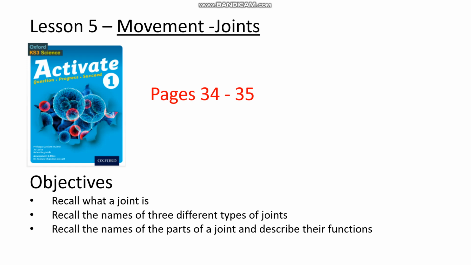This is lesson 5 of the body systems topic entitled Movement Joints. By the end of the lesson you should be able to tell me what a joint is, recall the name of 3 different types of joints, and finally recall the names of the parts of a joint and describe what they do. Okay, we're going to get straight into some note taking.